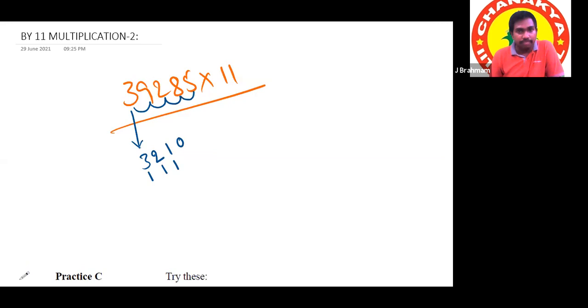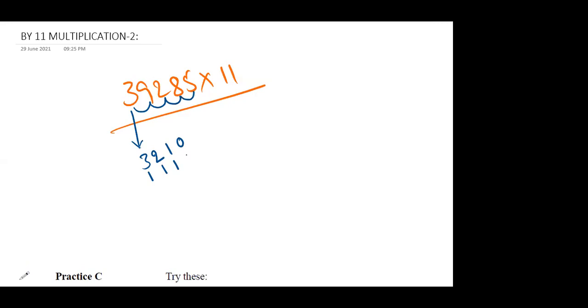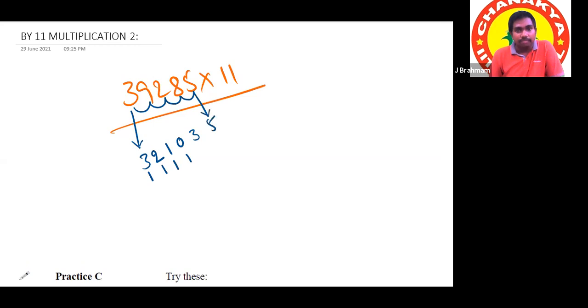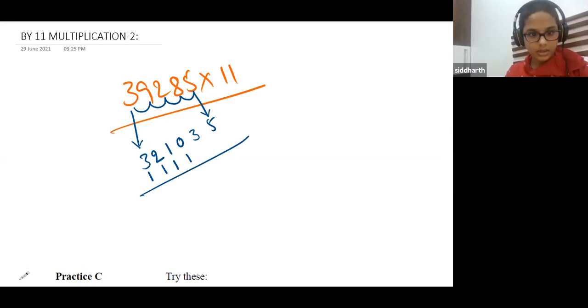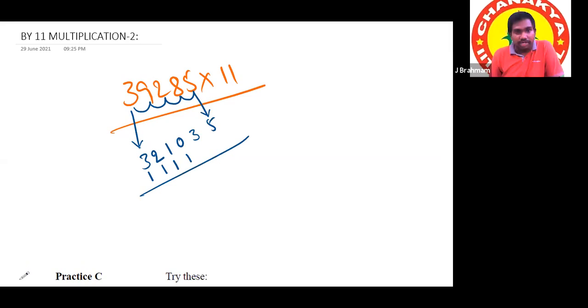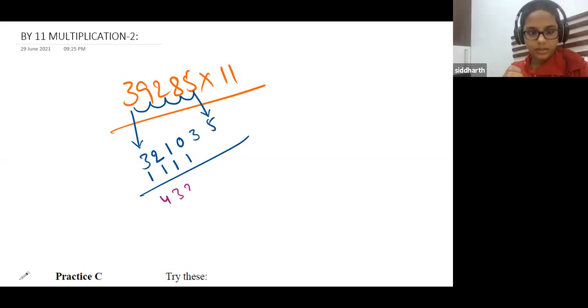Next, 8 plus 5 is 13, so 3 here and 1 carried. And the last digit again 5. Don't forget to write the last digit and the first digit. Now here we can do this addition from left to right. So all are natural additions: 3, 2, 1, 3, 5.